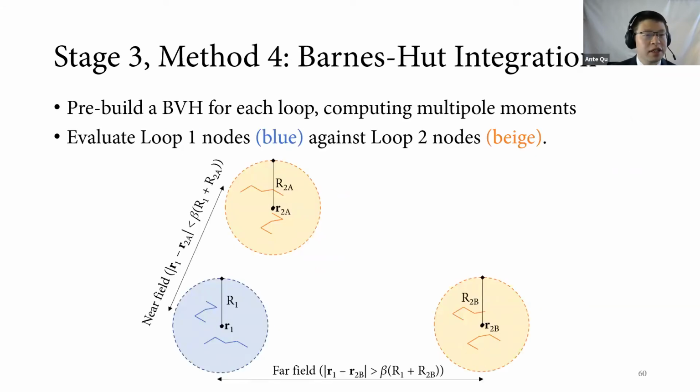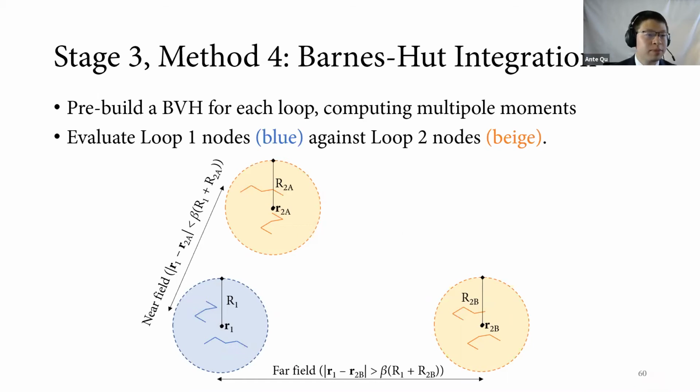Another method is Barnes-Hut. Barnes-Hut is a popular O(n log n) method for evaluating N-body problems. We pre-build a BVH tree of segments for each loop and pre-compute their multipole moments. Here I illustrated two nodes for the beige loop. So all of these are segments within the beige loop, and these are bounding boxes of them. During evaluation time, we traverse both trees and evaluate nodes in one loop. So here's the blue loop, which has nodes, against the other loop.